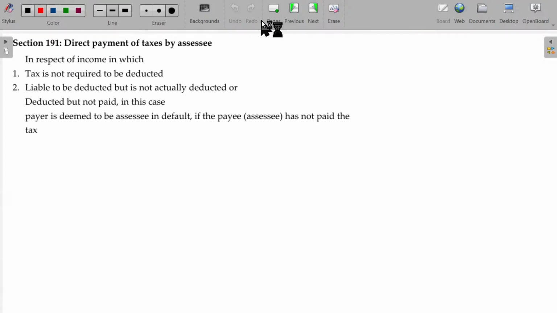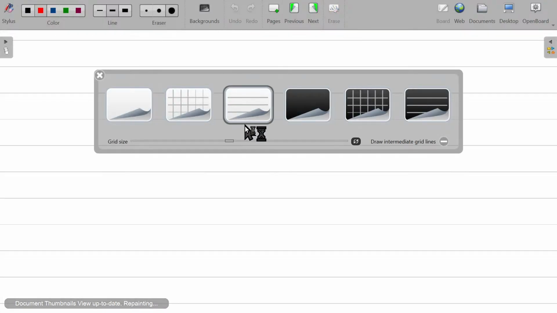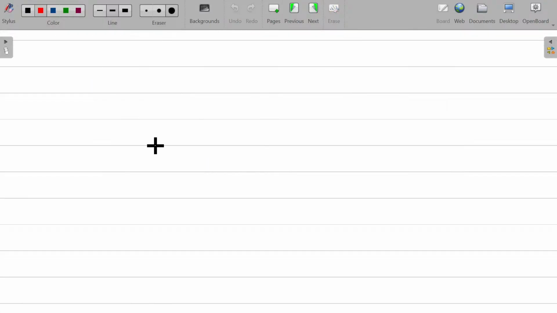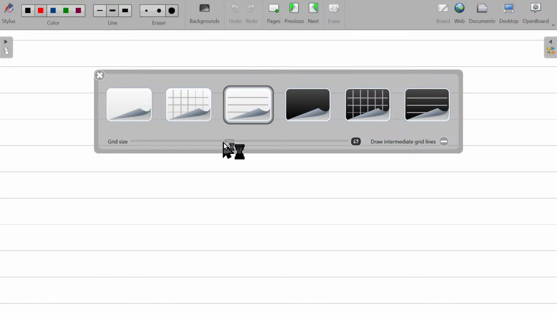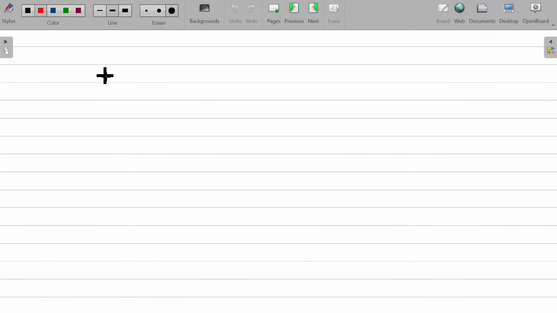Now let's start with all the sections. First, before I go inside, let me finish off all the TDS provisions applicable here in a nutshell. We'll start with section 192. Section 192 is all about salary.